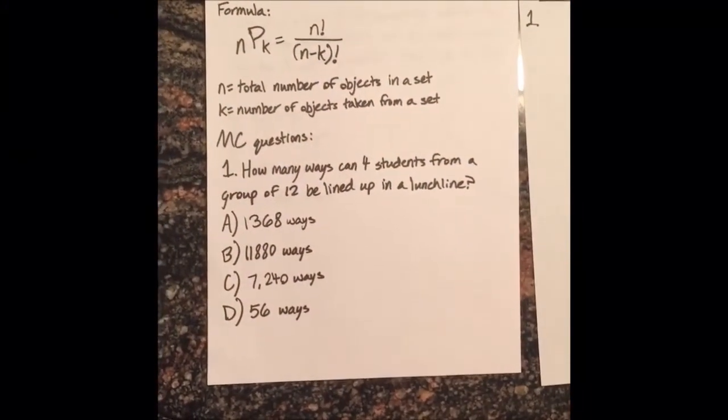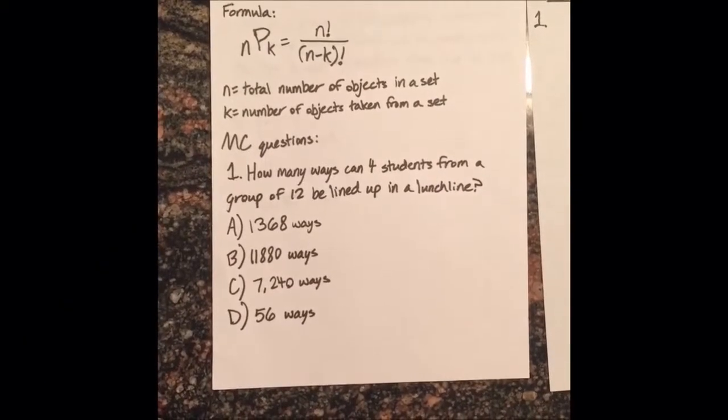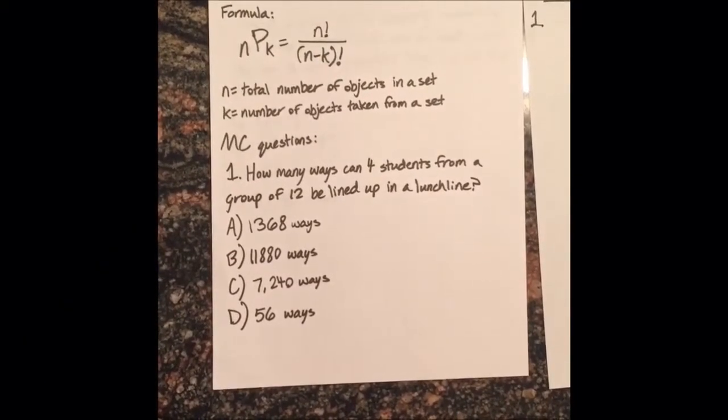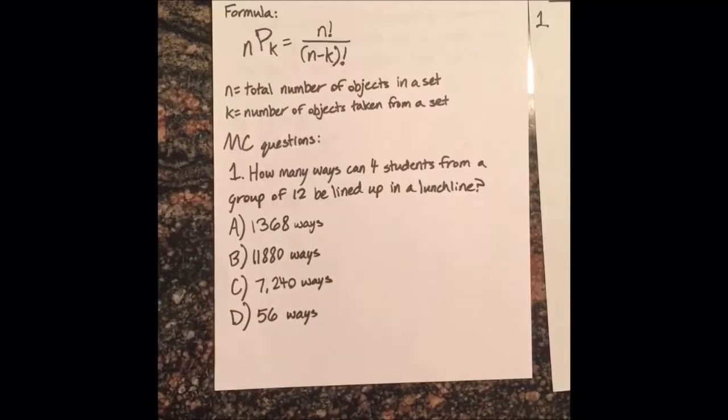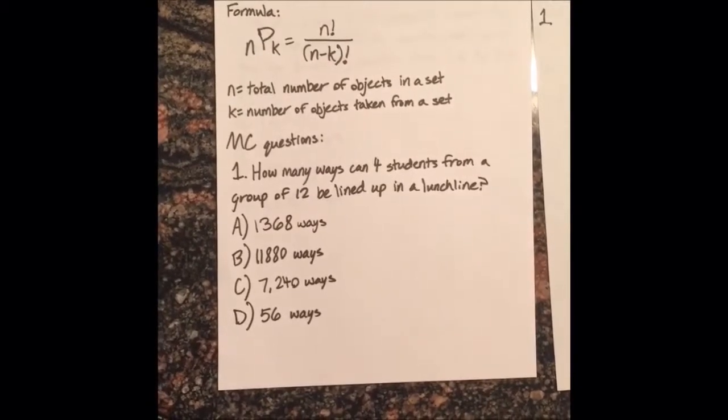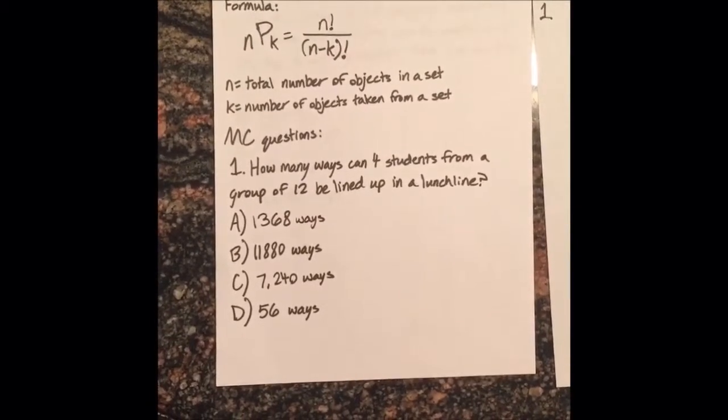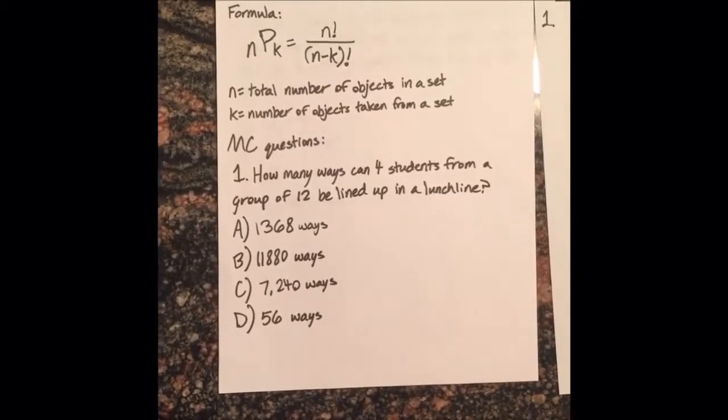The formula for a permutation, nPk, equals n factorial divided by n minus k factorial. Once again, n is the total number of objects in a set, k is the number of objects taken from a set. Now on to the first question.